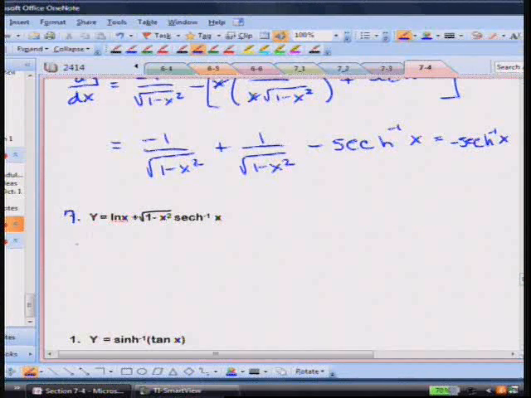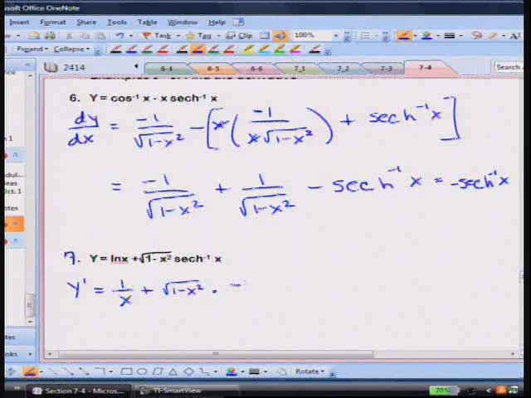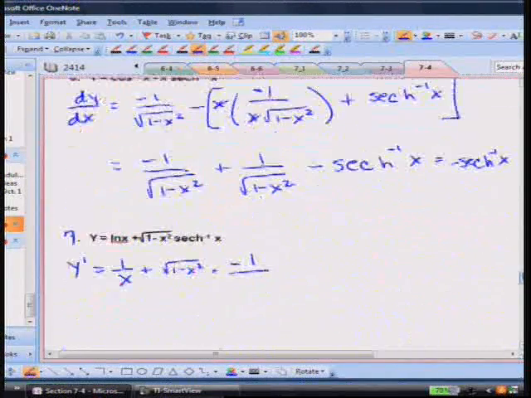All right, so y prime is going to be equal to the derivative of ln x, which is 1 over x, plus the first, which is the square root of 1 minus x squared, times the derivative of the inverse hyperbolic secant, which we just learned, which is negative 1 over u times the square root of 1 minus u squared.